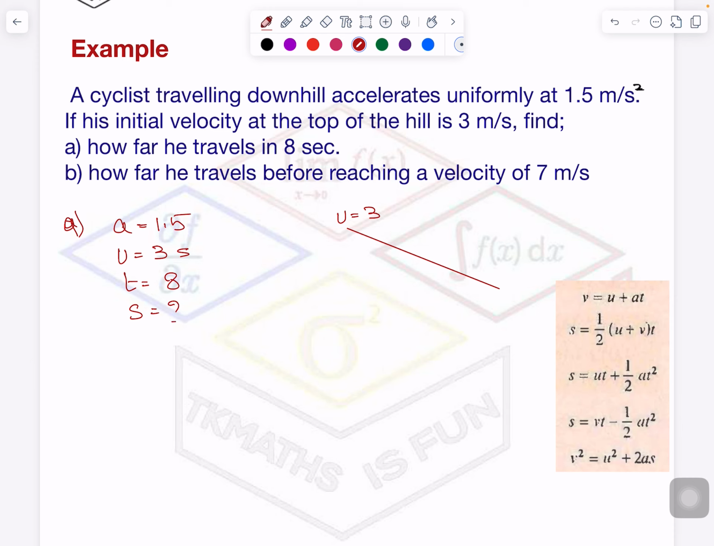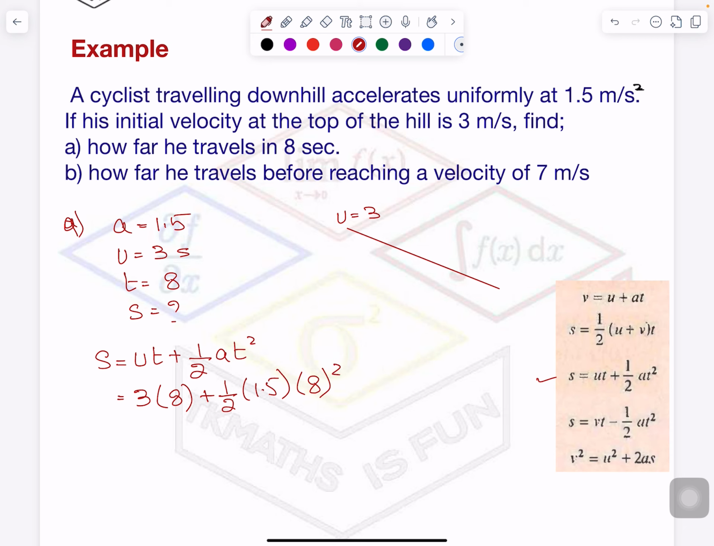So what comes to your mind out of these SUVAT equations? Which one can you use? I can use this one. s is equal to ut plus half at squared. And please always write down the formula first and then show the substitution, right? There is 1 mark for this in the marking scheme, so once you know everything, why not get the full marks? So let's take the calculator. Give me a second. Let me calculate. Okay, so it is 72 meters.